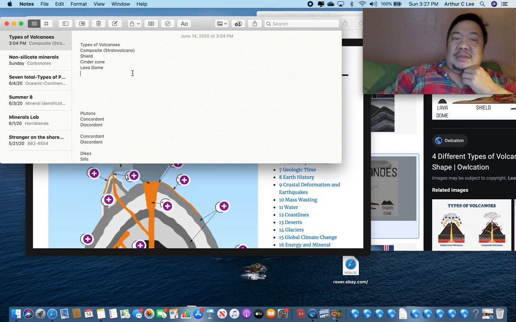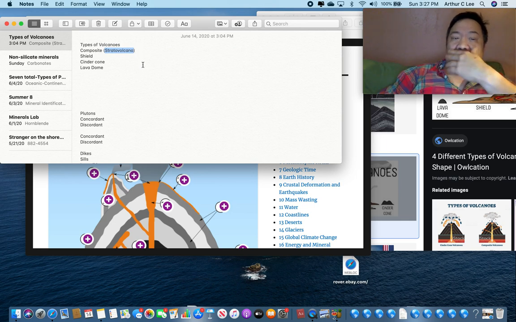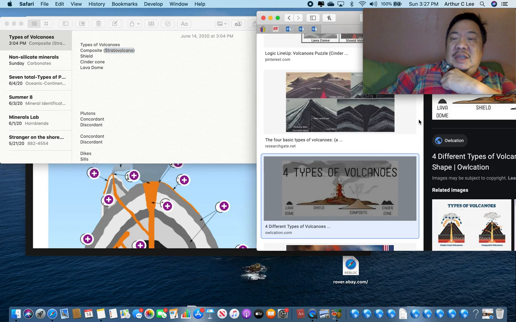Another thing that is important to note is that some people call composite volcanoes stratovolcanoes. I guess it's about 50-50. Some people use composite, some people use stratovolcanoes, but it means the same thing. Okay, let's take a look at the difference here.